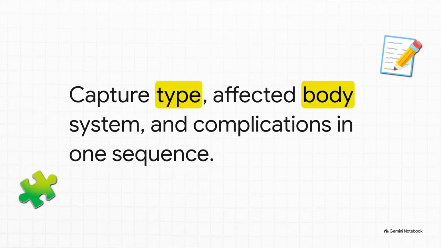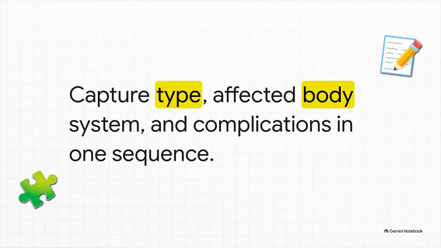So the crucial point here is that these diabetes mellitus codes are what we call combination codes. But what does that actually mean for you on a daily basis? Well, the official guidelines explicitly state that you must assign as many codes within these categories as necessary to describe all of the complications of the disease. You can't just slap on one code for diabetes and call it a day. You have to capture the type, the affected body system, and all associated manifestations in one comprehensive sequence.